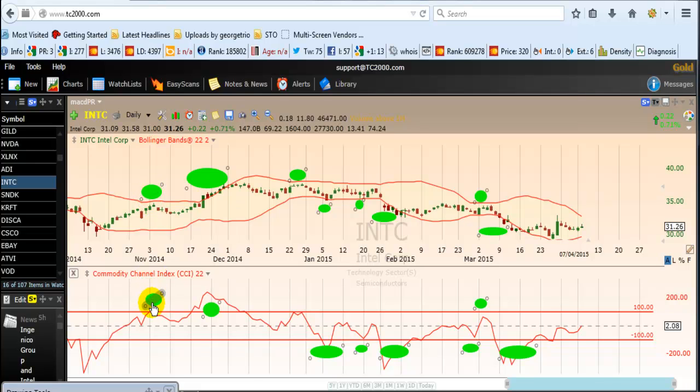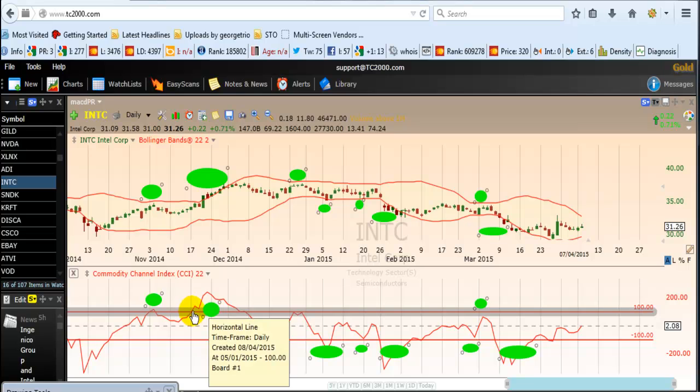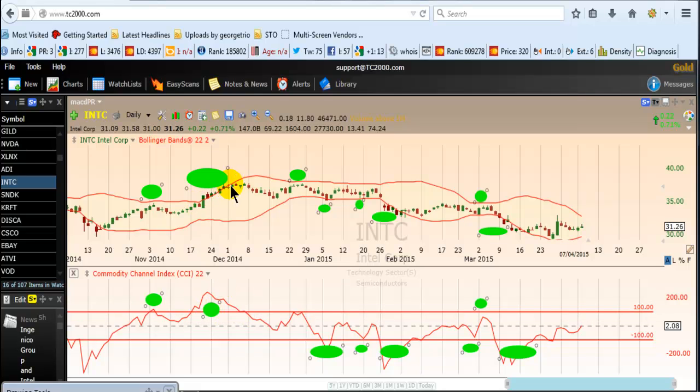You see here, CCI overbought, the price is very close to the upper band of the Bollinger Band 22. Here again, you can see that the commodity channel stays above the level of 100, is overbought, and the price is also riding along the upper bound of the Bollinger Band 22. Here again, you can see that the commodity channel hit the level of positive 100, and the price is also hitting the upper bound of the Bollinger Band 22.